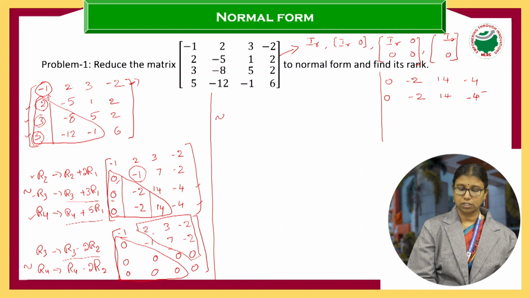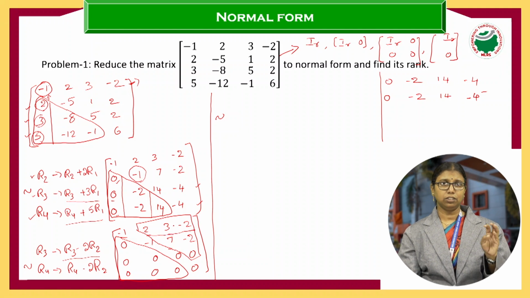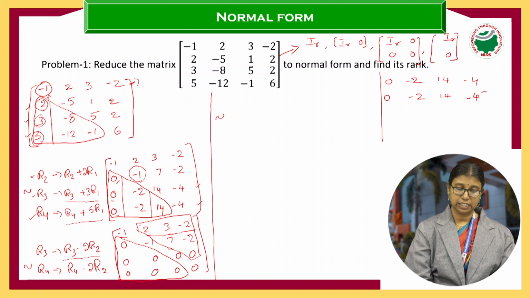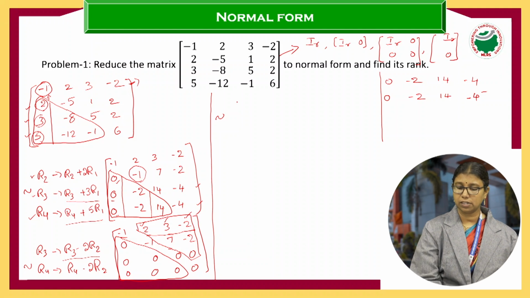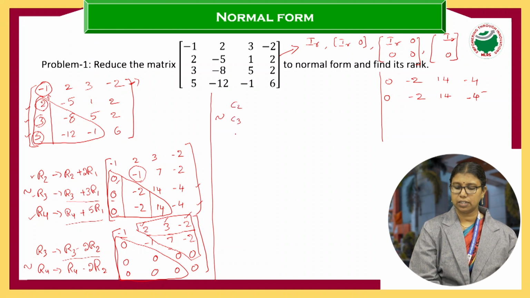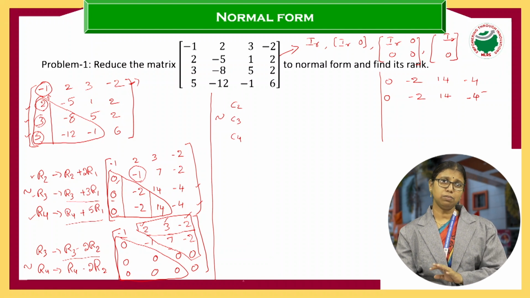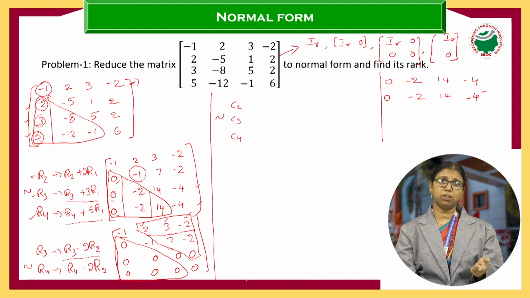So first I'll focus on the values which are in the first row. At a time, I'll convert 2, 3, minus 2 to 0. That means which columns we are changing? C2, C3, C4. So you have to take column operations for C2, C3, C4. By using which column we can change these three columns? By using C1 only. We are not changing C1. So by using C1 only, you can change C2, C3, C4.